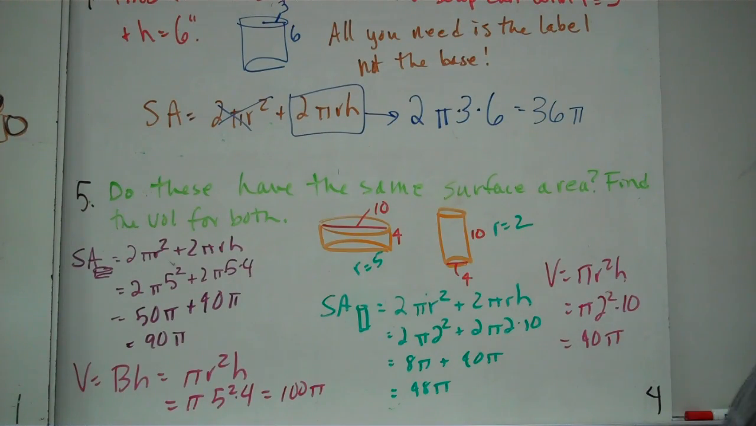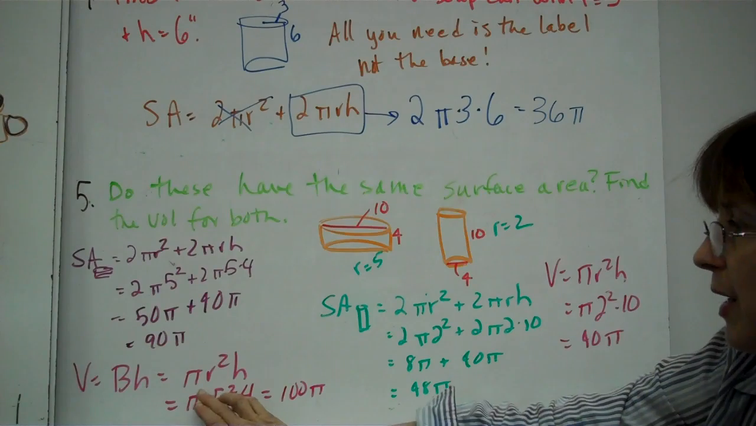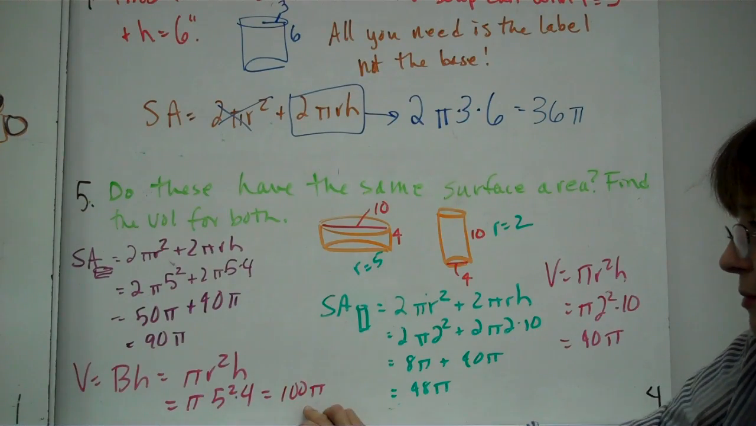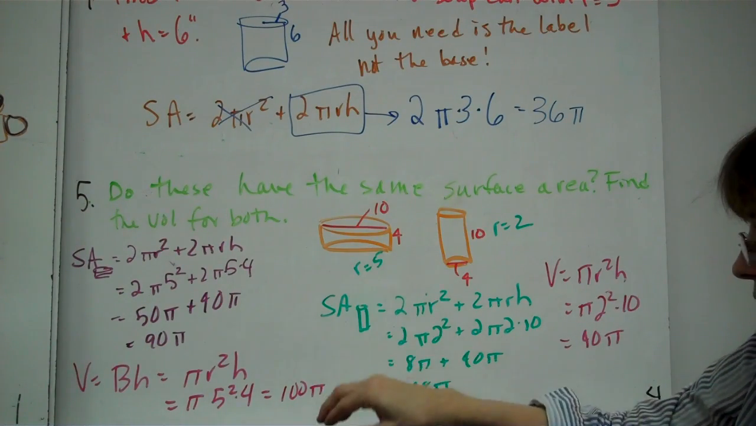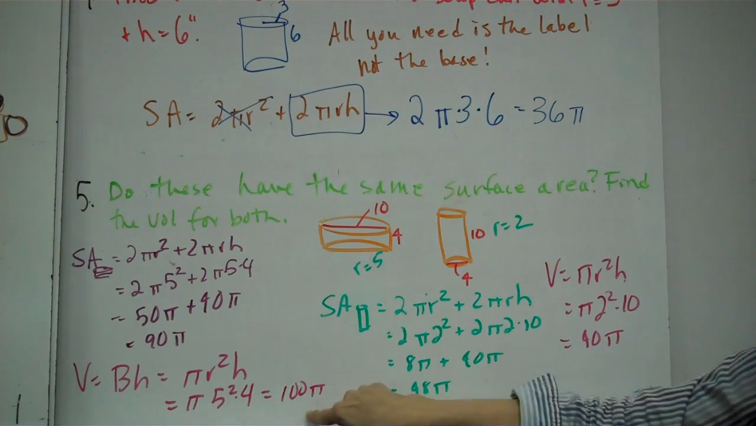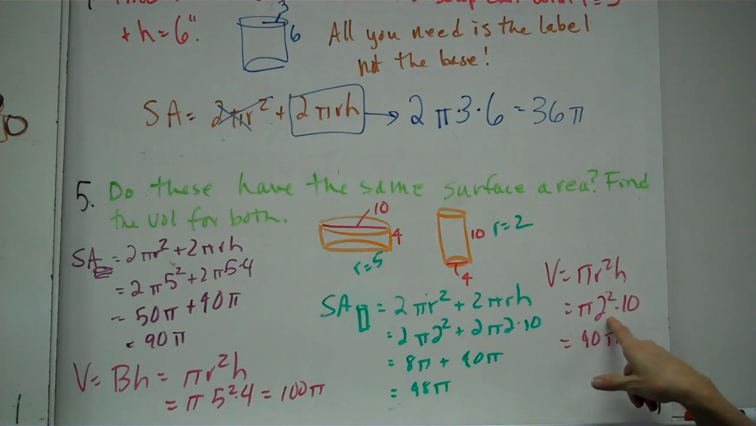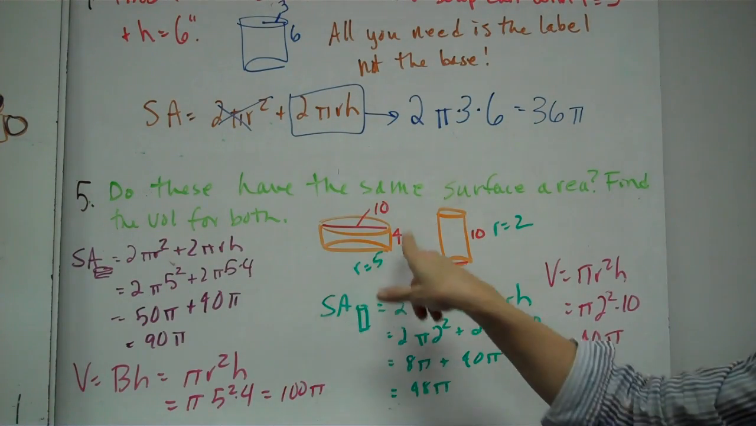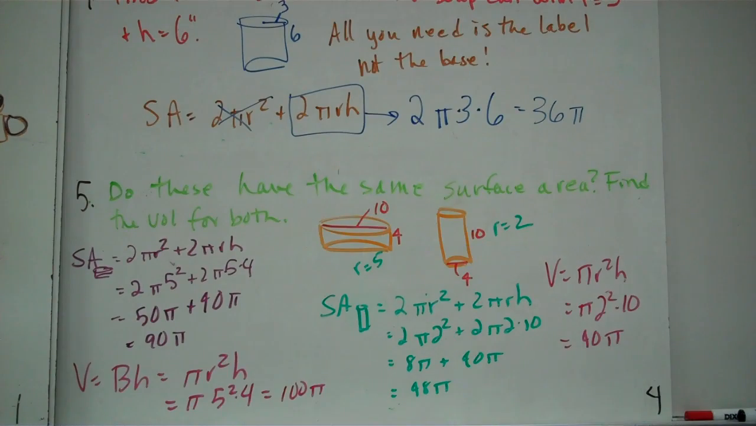Okay, then to find the volume. All right, area of the base times the height, pi r squared, 5 squared times 4, that's going to be 100 pi. Oh, that was the surface area, I'm sorry. Surface area, it still is going to be more. Here the volume is 100 pi, and for this one, the radius is 2, so 2 squared times 10 is going to be 40 pi. So you see how much more that will hold than this one. All right, we'll work out a lot more problems in class. Okay, that's it.